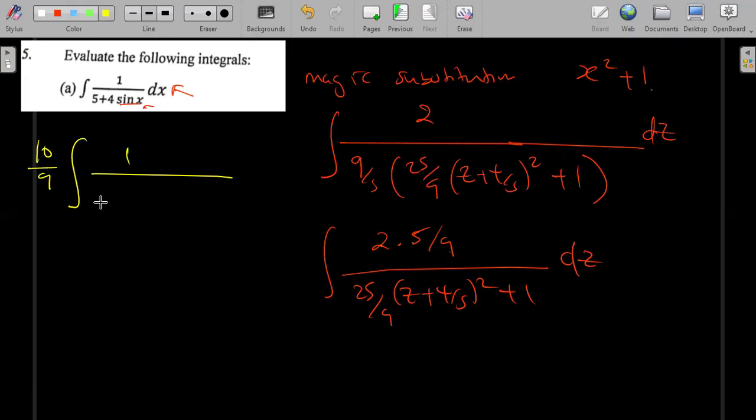So, okay, let me just rewrite that. So let's write our 25 here over 9, 5 over 9. So remember here what we did, the step that we carried out here was just to bring the 9 over our system.